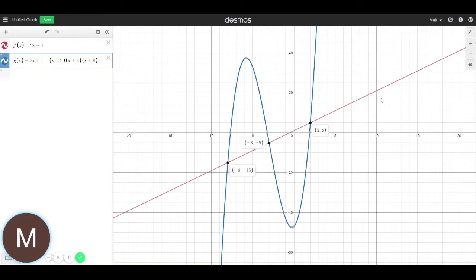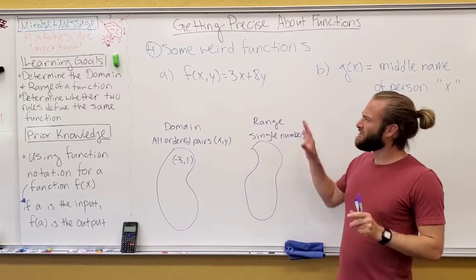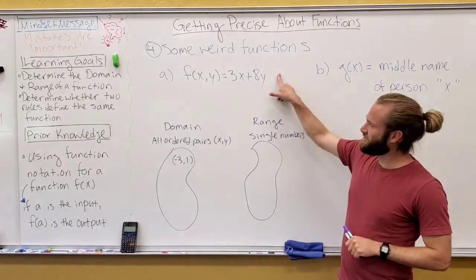So obviously they're not the same function, but we sort of forced them to be the same function just at those 3 points. What we really did was find where those graphs intersect. So to wrap things up, we're going to look at some weird functions. Let's start with this one.